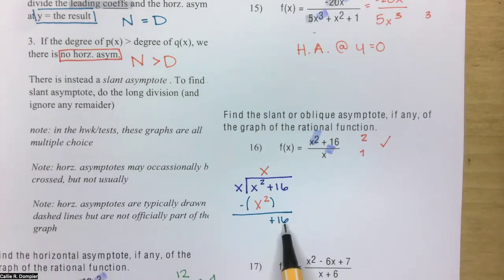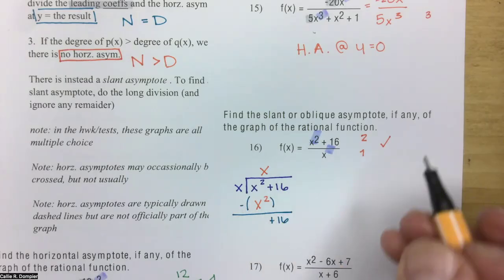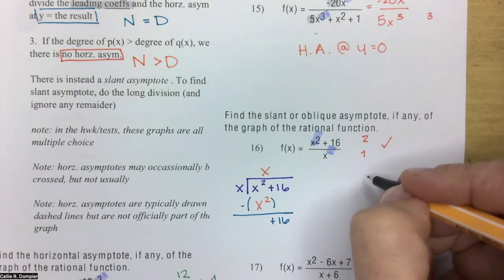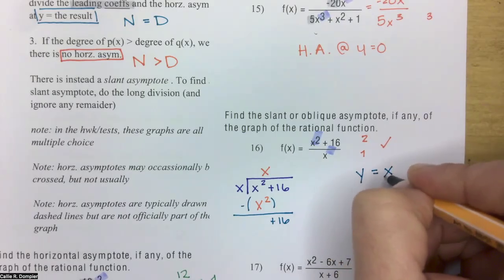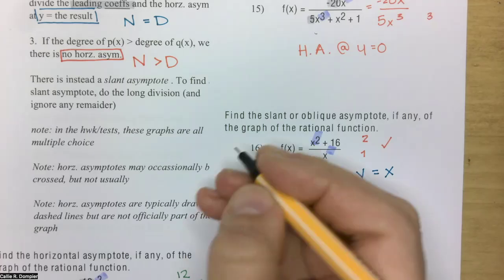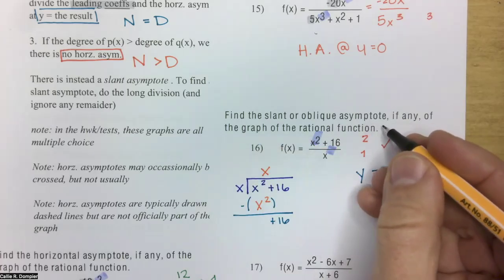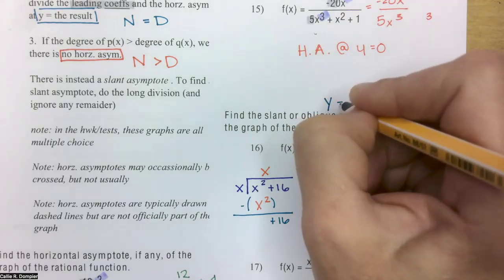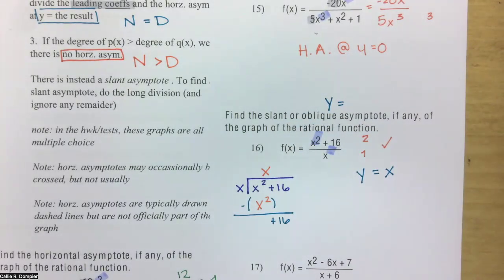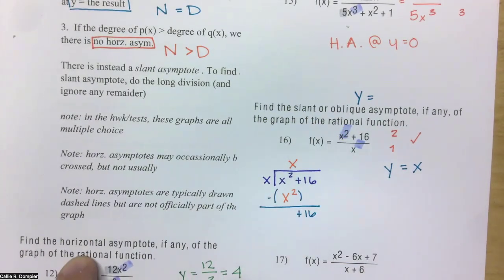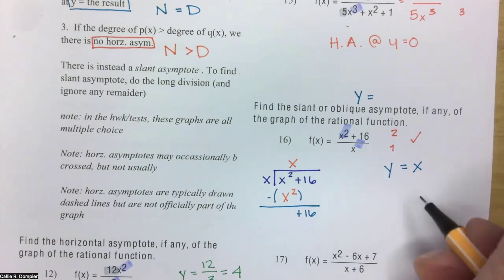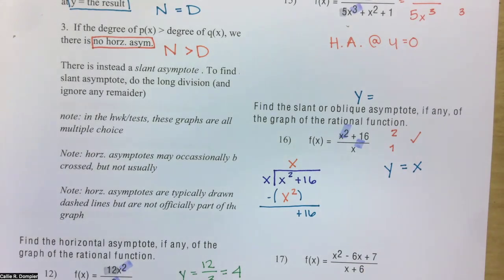Now I have to stop. There's no way for me to divide a 16 by an x, right? So we just stop there. So I say that the oblique asymptote is at y equals x. Okay? The slant or oblique asymptote is replacing the horizontal asymptote, so it's always a y equals. The vertical asymptote is an x equals, but the slant asymptote is a y equals, and the horizontal asymptote is a y equals. Okay? In this case, it's y equals x.